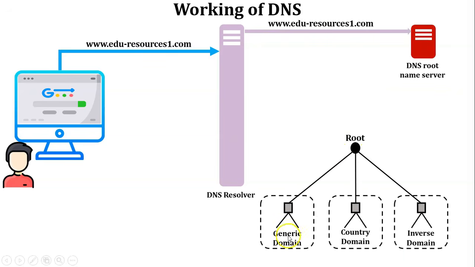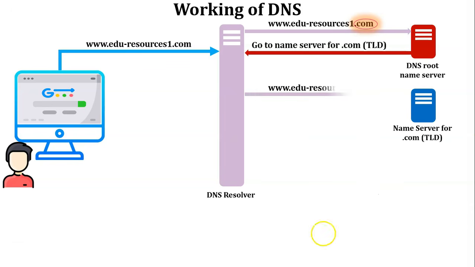The root server is connected with three main domains: generic domain, country domain and inverse domain. We all know that the purpose of the inverse domain is mapping IP address to the domain name. But in this example, the DNS resolver sent the website name to the DNS root server, so the root server will not contact the inverse domain. So the root server has two options: generic domain and country domain. Here in our example, the top level domain is .com, which is a 3-character domain name. It means the root server will contact the generic domain, because the top level domain .com belongs to the generic domain. So now the DNS root server passes this URL to the top level domain .com.